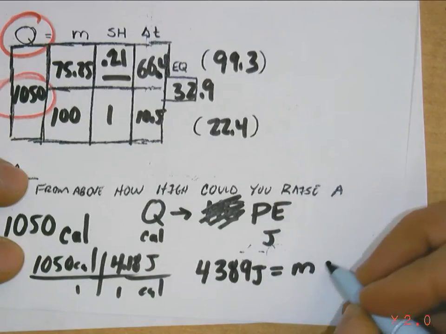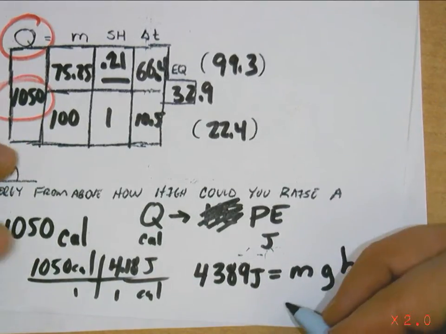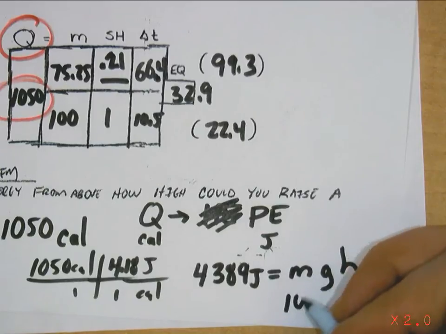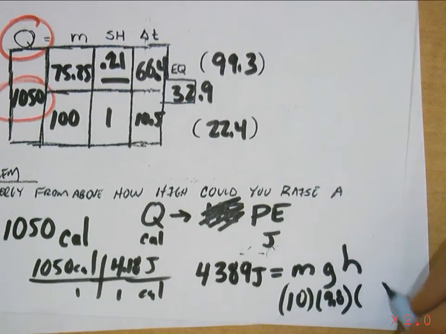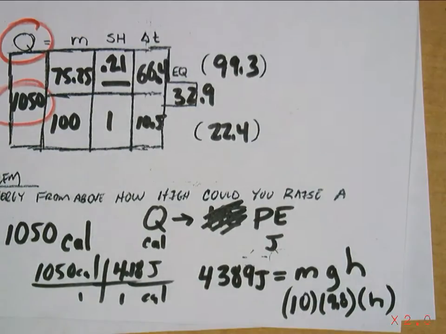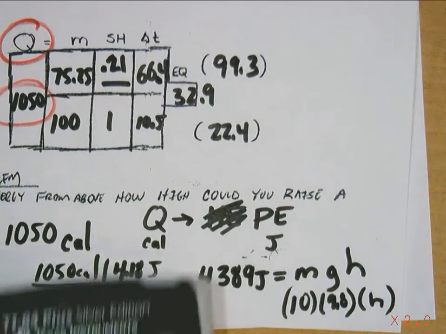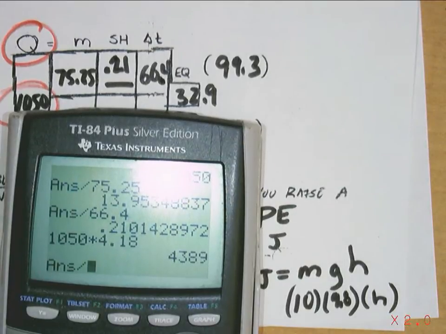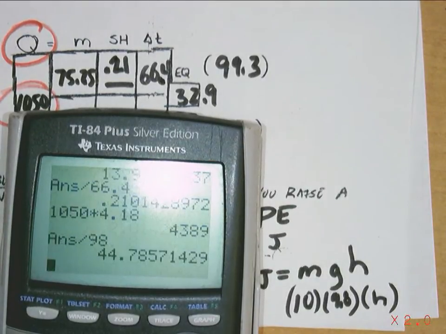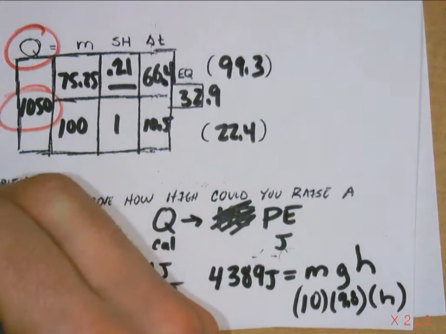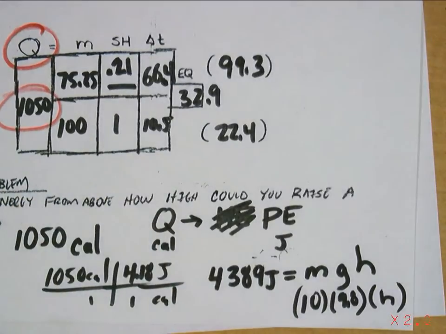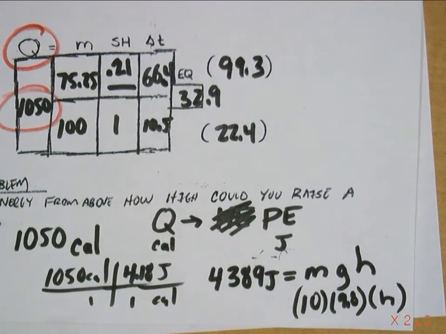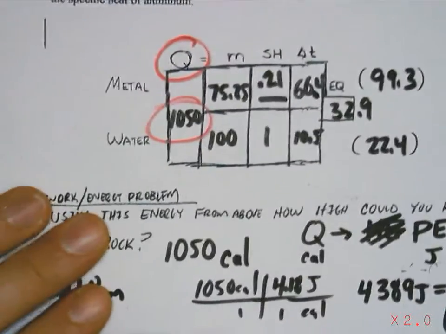So potential energy is equal to mgh. It said it was a 10 kilogram rock, so I'll put that in for mass. We're on Earth, so gravitational constant 9.8, and we can solve for h. So all we got to do is really divide our answer by 9.8 times 10, and we figure out how high we can raise it. Looks like we can raise it 44.8 meters with that much energy that was transferred between the metal and the water.